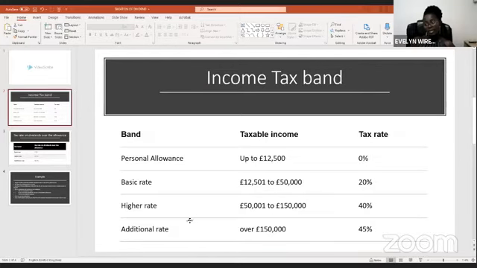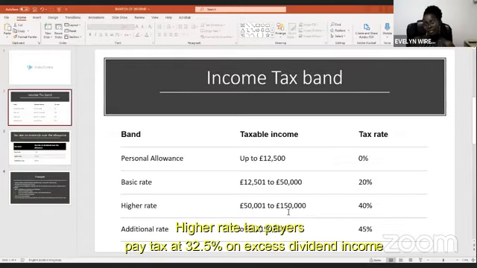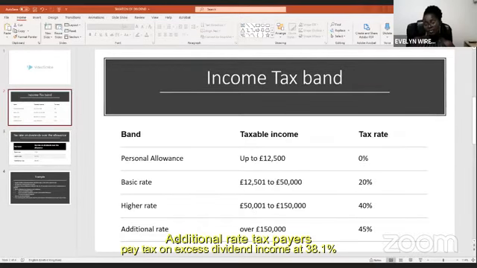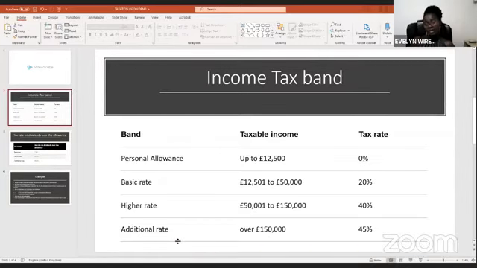If you're in the higher rate tax band, that is your income is above 50,000 up to 150,000, then for any excess above the dividend allowance of 2,000, you pay a tax of 40% on the excess. And if you are an additional rate taxpayer, that is your income is above £150,000, then any excess of dividend income above the £2,000 dividend allowance will be taxed at 45%. Okay, so I'm going to go back to the video and then we'll move on to the next point.